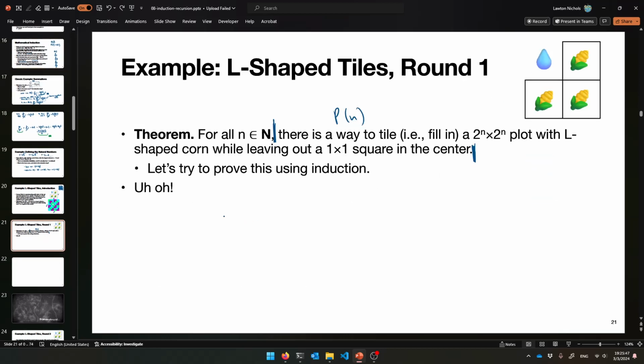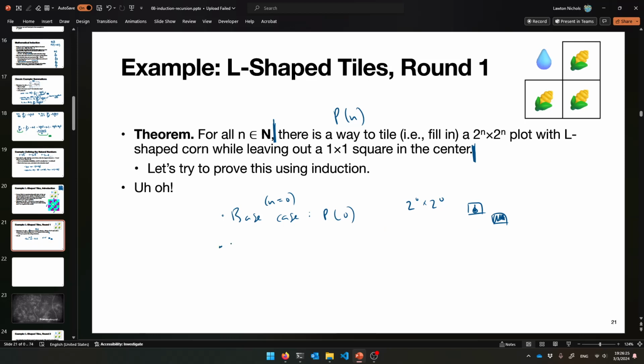So our base case is when n is 0. We have to show that P(0) is true. That means showing you can tile a 2^0 by 2^0 plot with your L-shaped corn with 1 square left over for a sprinkler. If you have a 2^0 by 2^0 plot of squares, you can put no corn there, and right in the middle, the 1 square, you put your sprinkler. So that is a proof of your base case. You can tile it by not putting any corn at all, since it doesn't fit, and then you put your 1 sprinkler. That's fine.